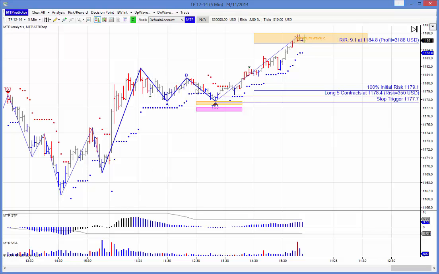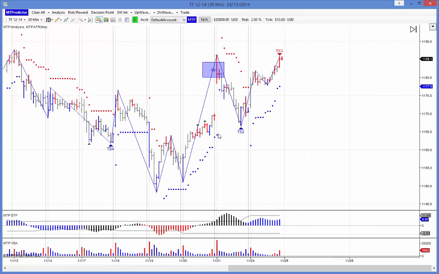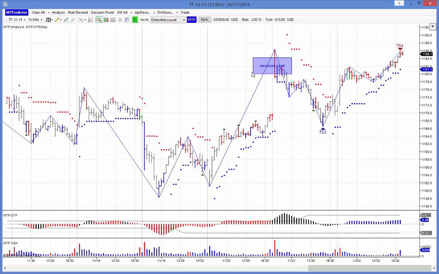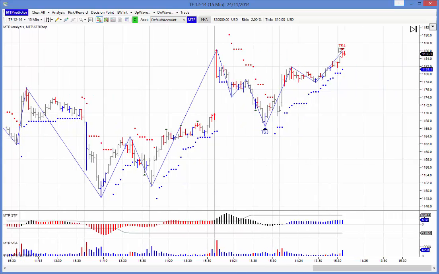So in this case we had a lovely clear and clean ABC correction into a nice clean setup. Particularly when you go to the 15-minute chart, sorry, that's 30 minutes, 15-minute chart, you can see the large degree trend is clearly up off this TS3 buy setup, so there was no question at all. In other words, it was nice and clear.